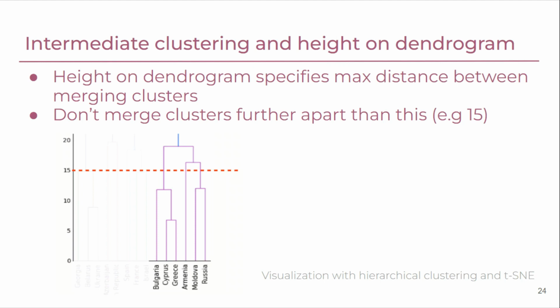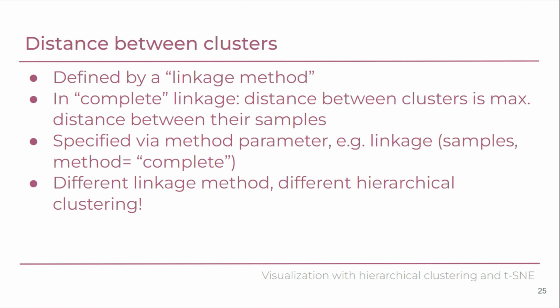So the height that specifies an intermediate clustering corresponds to a distance. This specifies that the hierarchical clustering should stop merging clusters when all clusters are at least this far apart. The distance between two clusters is measured using a linkage method. In our example, we used complete linkage, where the distance between two clusters is the maximum of the distances between their samples. This was specified via the method parameter. There are many other linkage methods, and different linkage methods give different hierarchical clusterings.